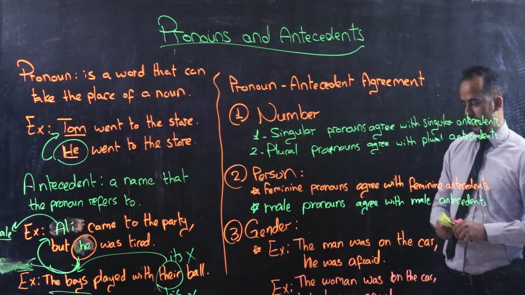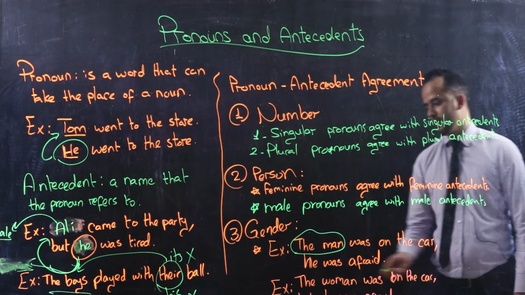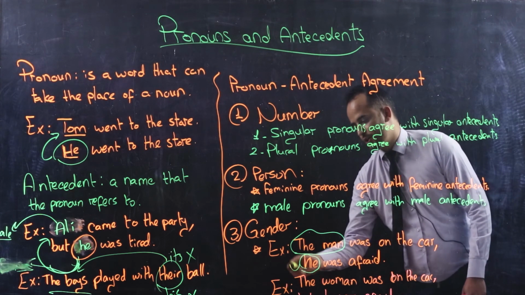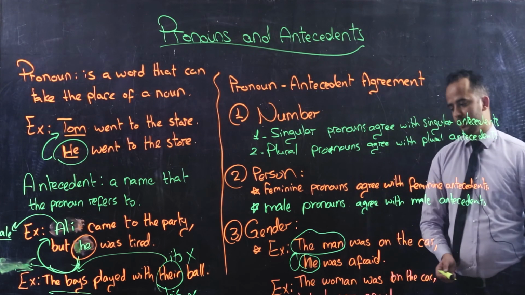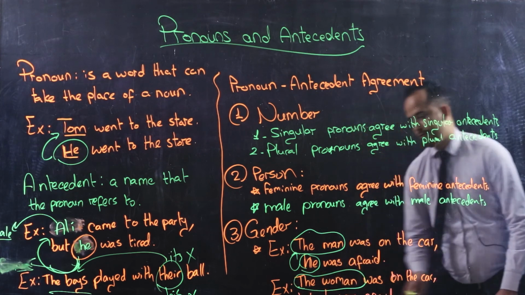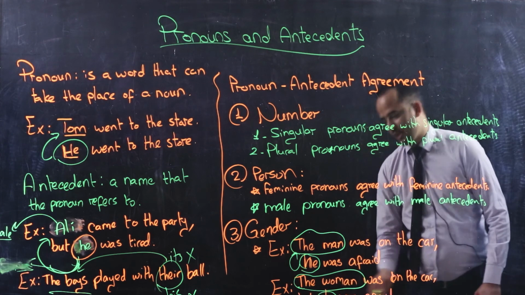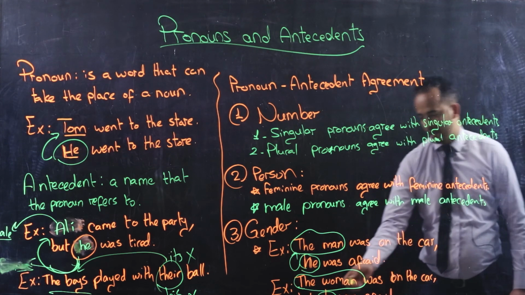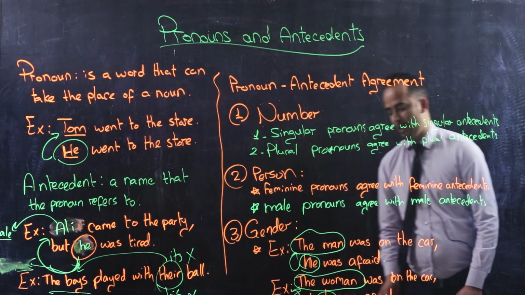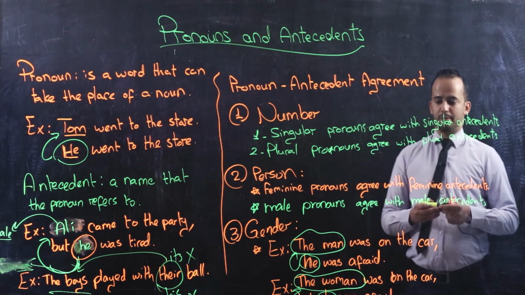Of course, you're going to say that in the first sentence we are talking about a man. The man here is the antecedent, and the pronoun is he. So he agrees with the man. Now, in the second sentence, we are talking about the woman. The woman is a female, and the pronoun that we have used in the same sentence is she. So she refers to the woman and it agrees with the woman in gender, person, and number.